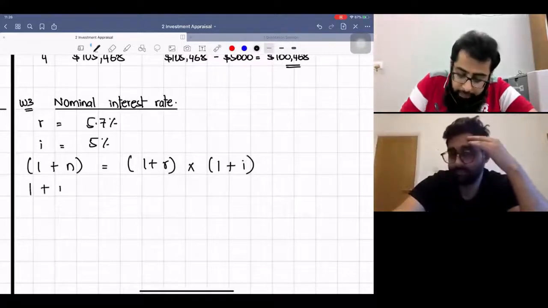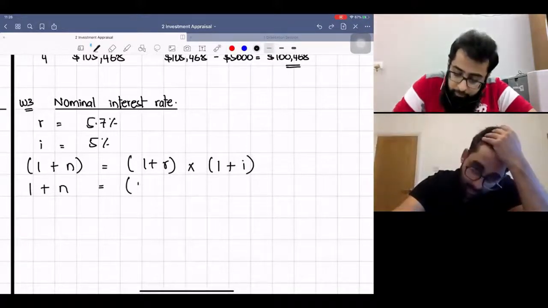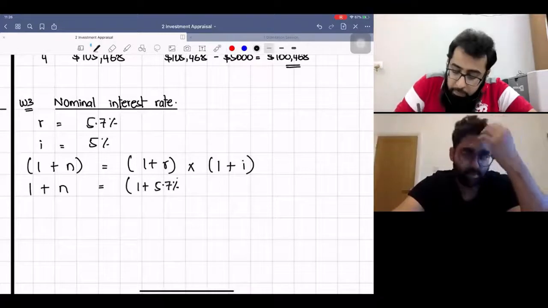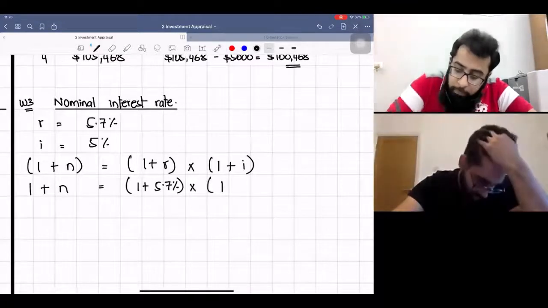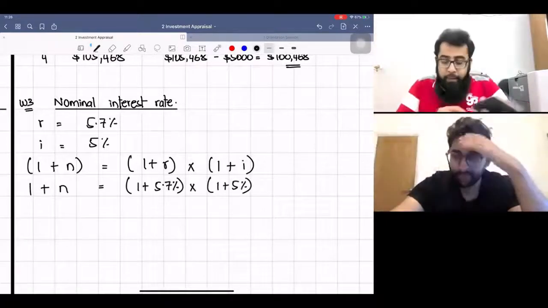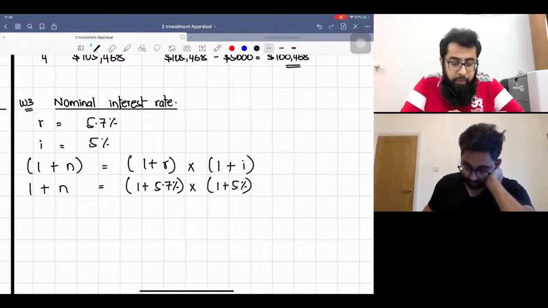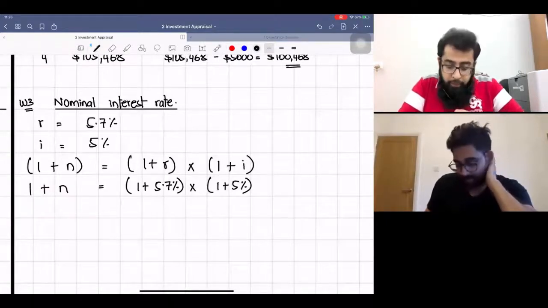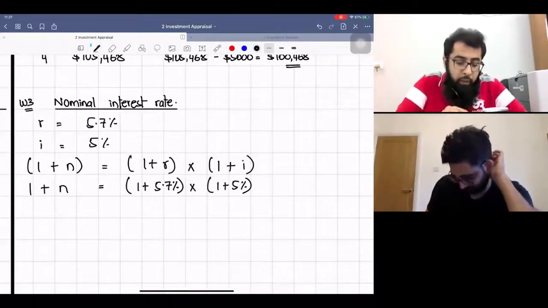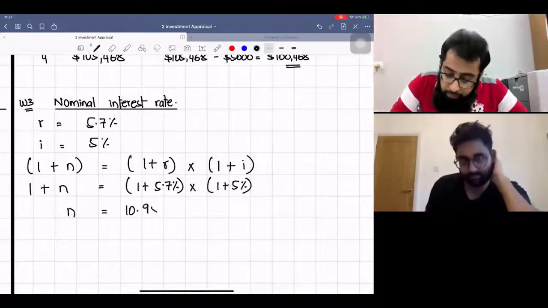So 1 plus n is equal to 1 plus 5.7% multiplied by 1 plus 5%. Okay, so can you calculate it? 1 plus 0.057 multiplied by 1 plus 0.05, minus 1. So the nominal rate will be 10.985%.